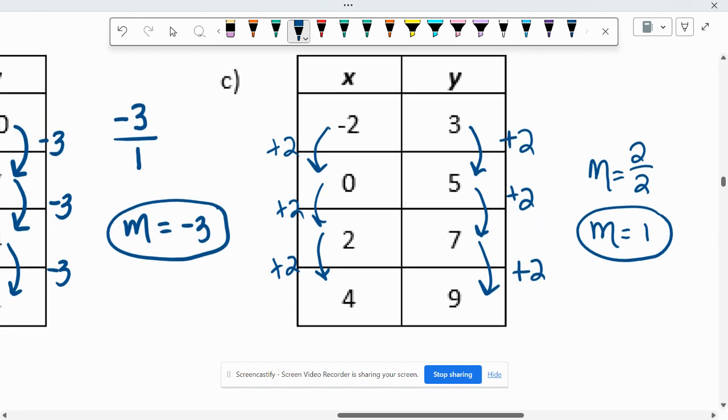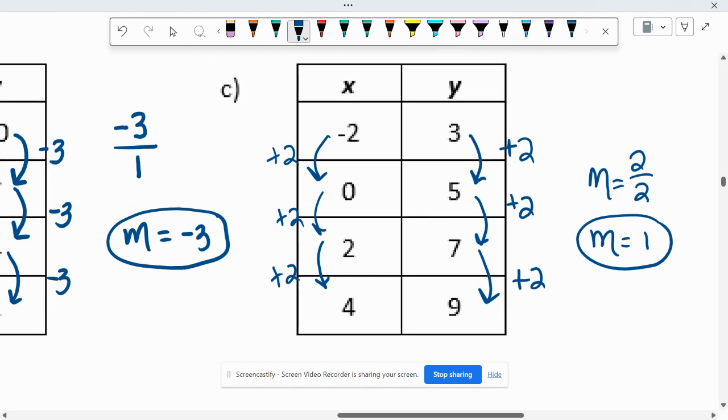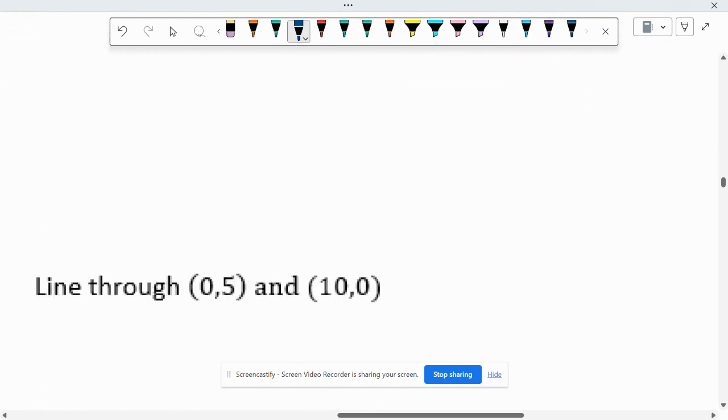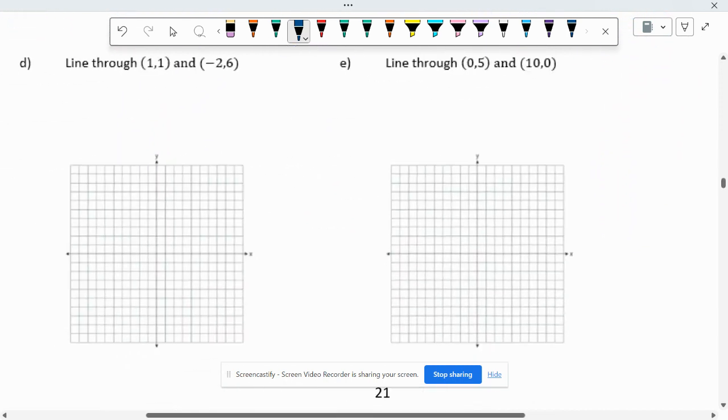The biggest mistake here is that kids do the X first instead of the Y. Y always comes first. Why? Because I said so. I don't know. That's a little joke that we made last year.